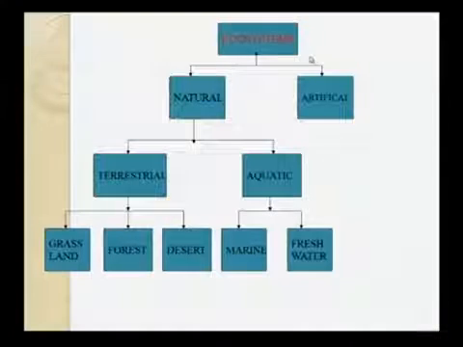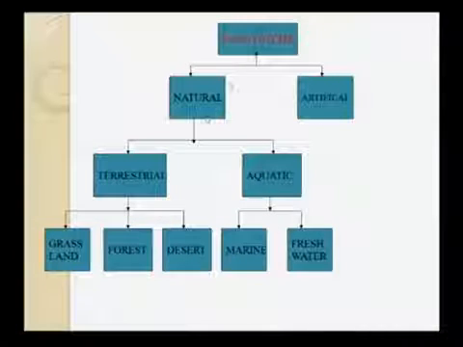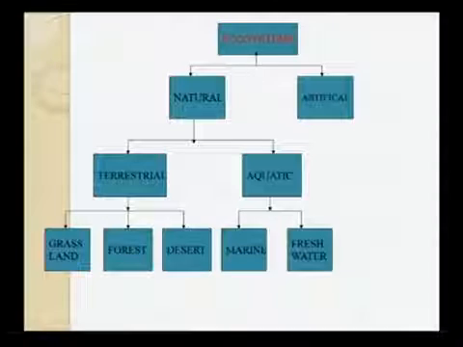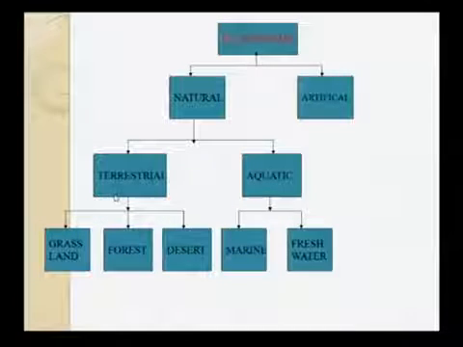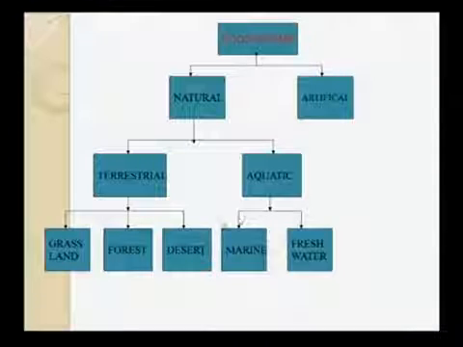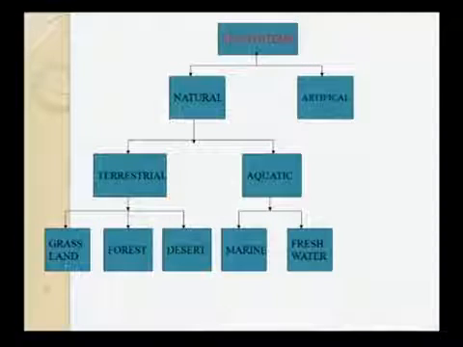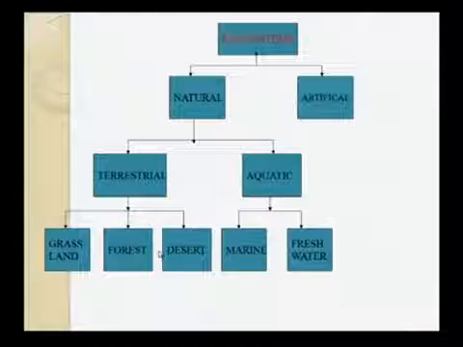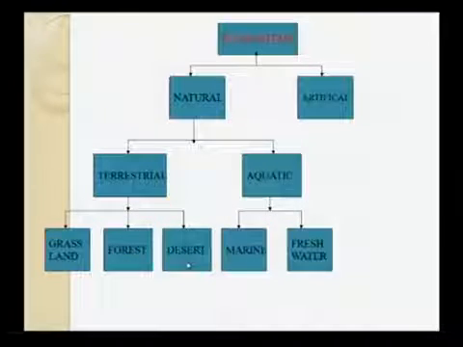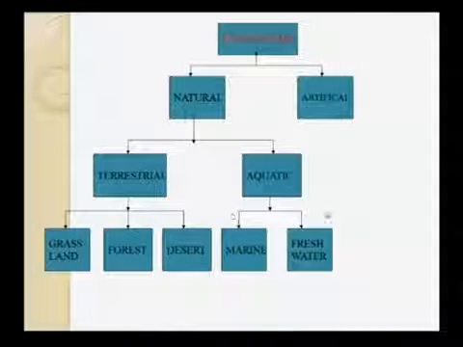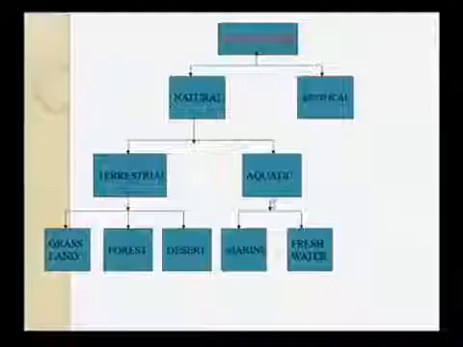So friends, look at this slide. The ecosystem is classified into natural ecosystem and artificial ecosystem. And friends, natural ecosystem is again classified into terrestrial and aquatic ecosystems. And again the terrestrial ecosystem is classified into grassland ecosystem, forest ecosystem and desert ecosystem. So friends, keep them aside. Now let us look at the aquatic ecosystems. Aquatic ecosystem is classified into marine water ecosystem and freshwater ecosystem. Now let us learn about the aquatic ecosystems and what the water bodies in the aquatic ecosystems are.